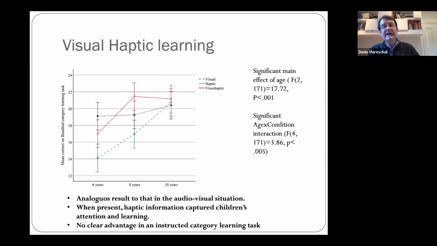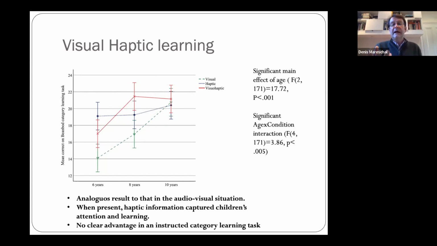And broadly, we get an analogous finding. Older kids are better than younger kids, but here we have an age by condition interaction, which is driven by the fact that the children were poorest, in the younger age group anyway, in the vision only condition. So in this case, it's not vision. The visual haptic and the haptic were the same at all age groups. So again, visual haptic was not an advantage.